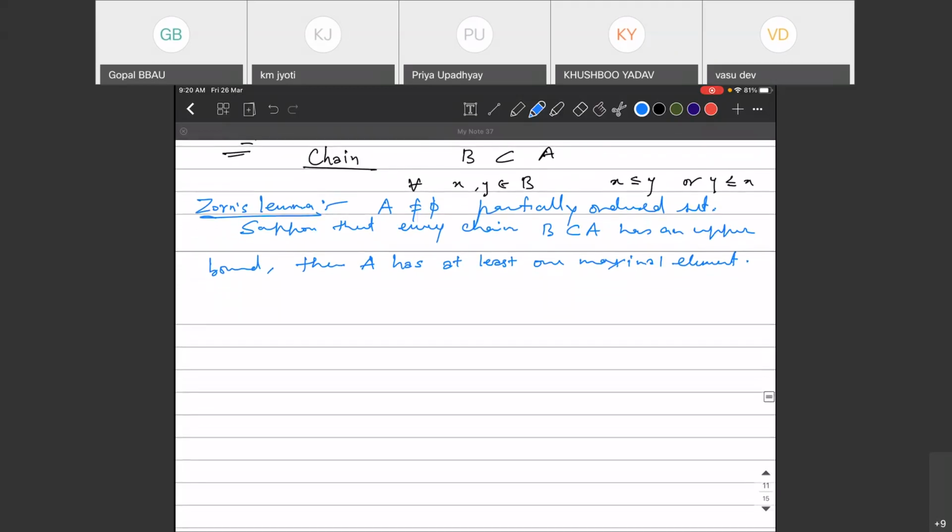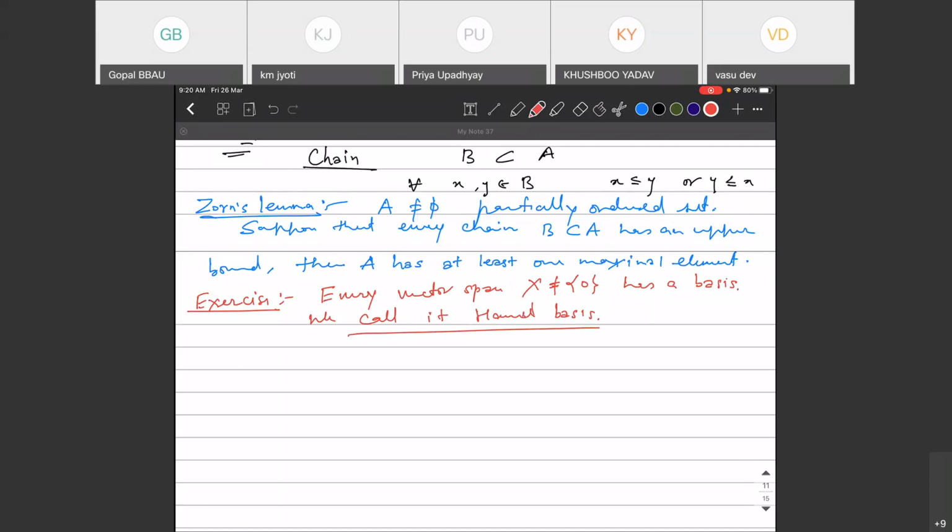So let me give you an easy exercise. The exercise is: every non-zero space has a basis. You did this in linear algebra, and we call it a Hamel basis. You already know this, you must have done this before.